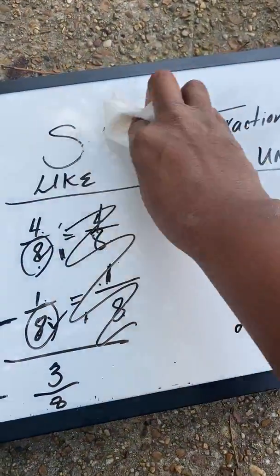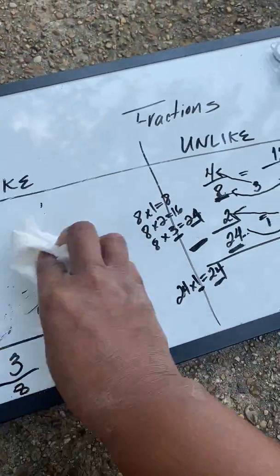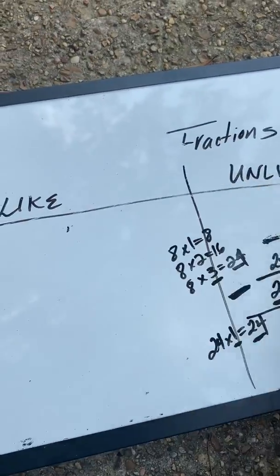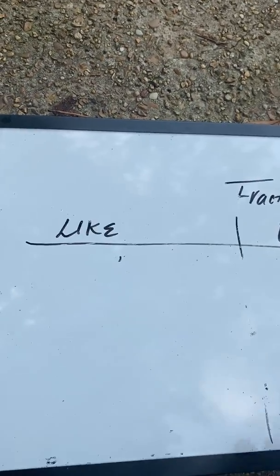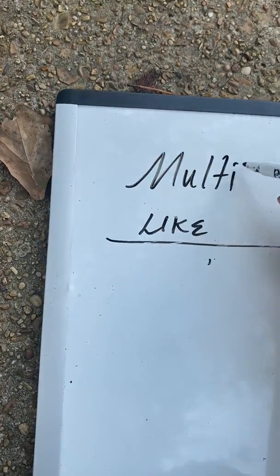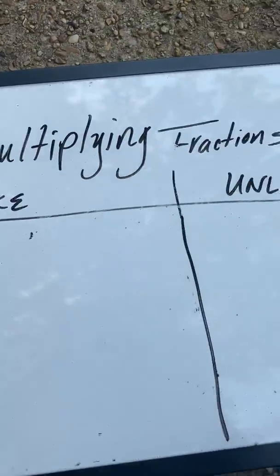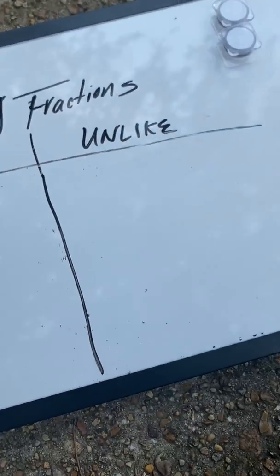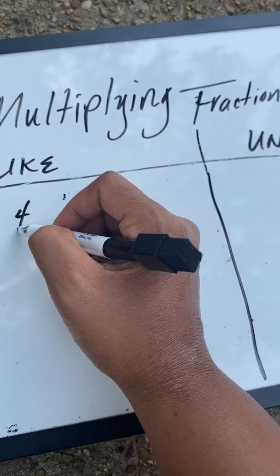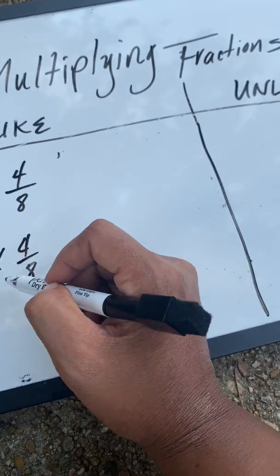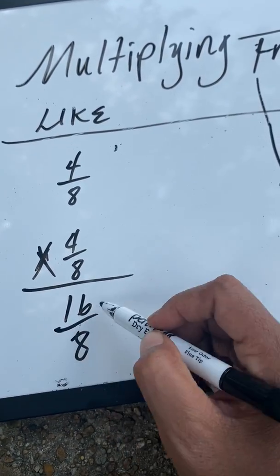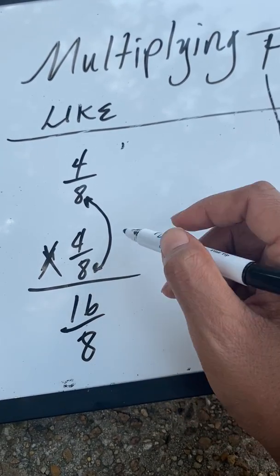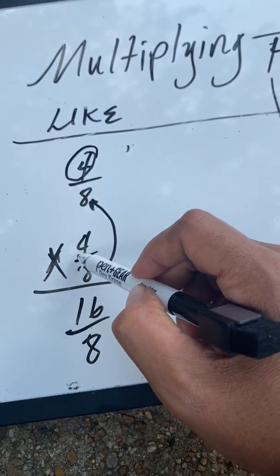Now, let's do away with this. All right, let's hit multiplying fractions. Let's hit that real quick. All right, this will simply be 16 over 8. The denominator stays the same. Okay, the only thing that's being multiplied is the top here.